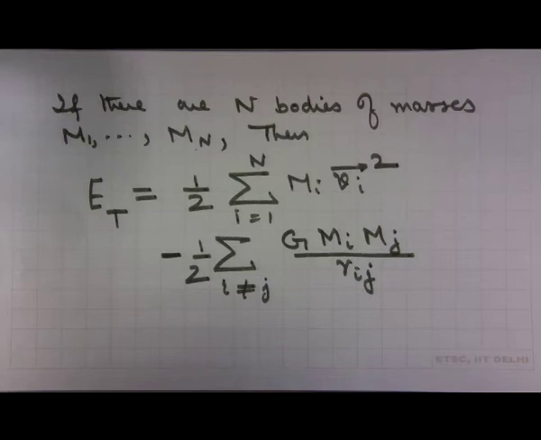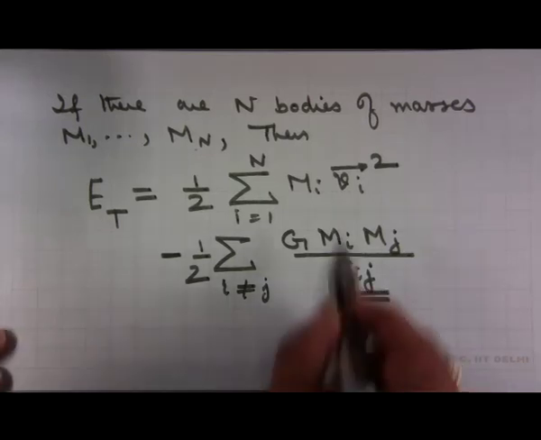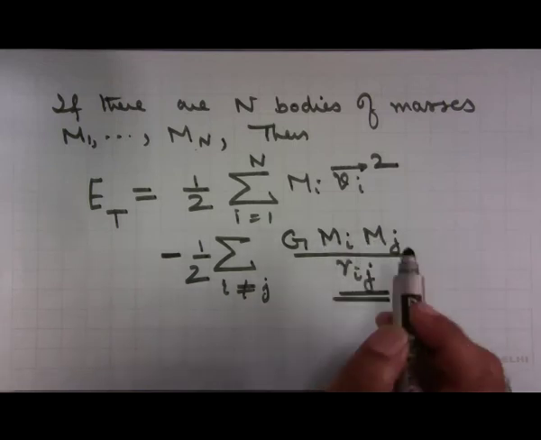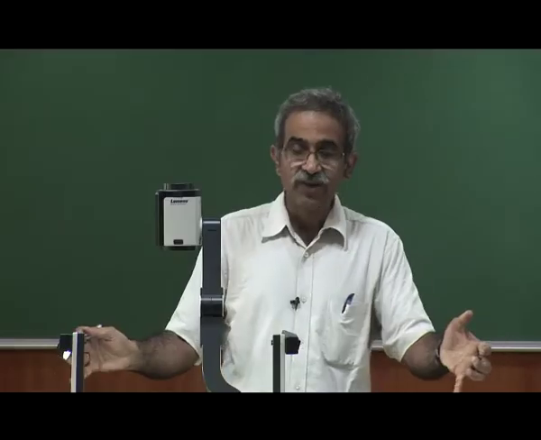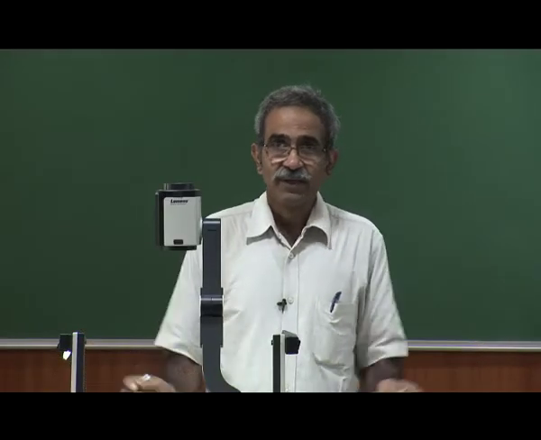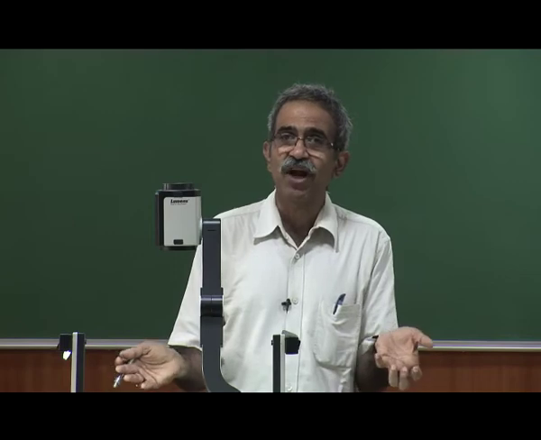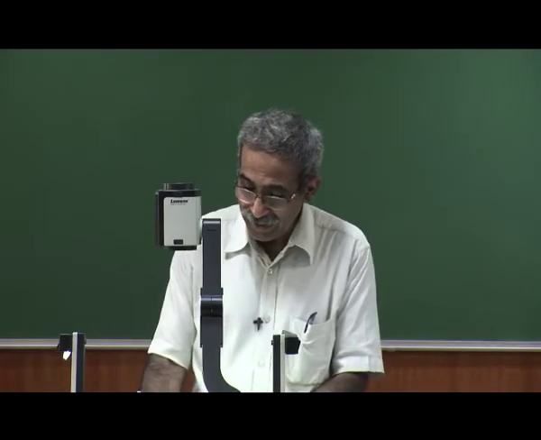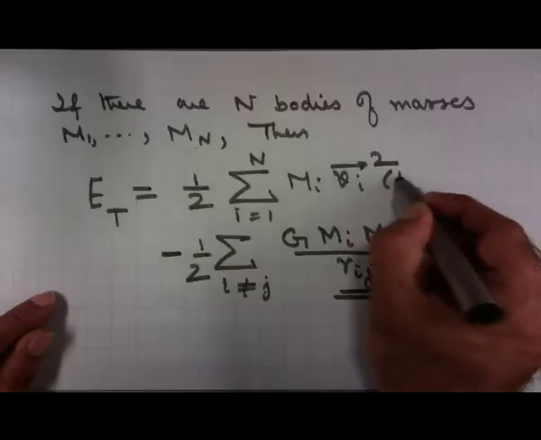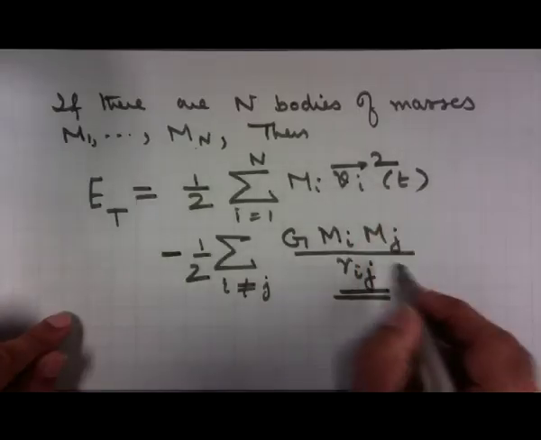This is how I write. So please remember, Rij is the distance between mi and mj at that particular instant. Now of course, if I take these bodies and leave them, even if they are at rest, what will happen? They will start moving because they will start all attracting each other. So what should I write? I should put a T here and I should put a T here.